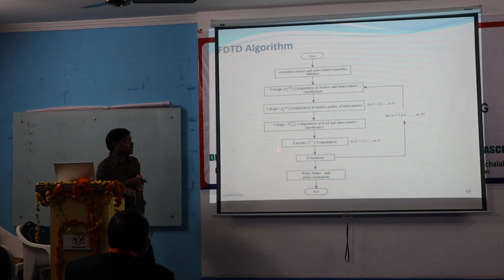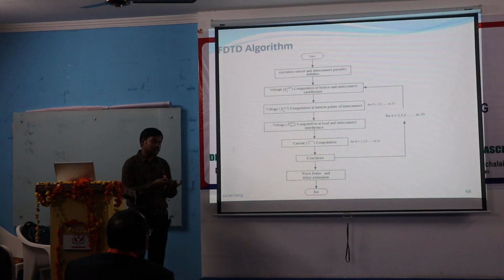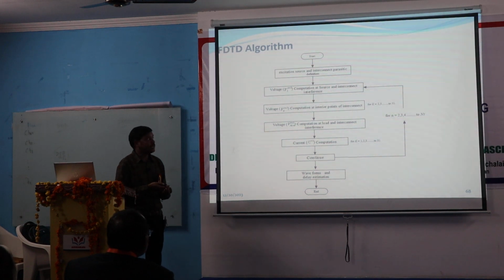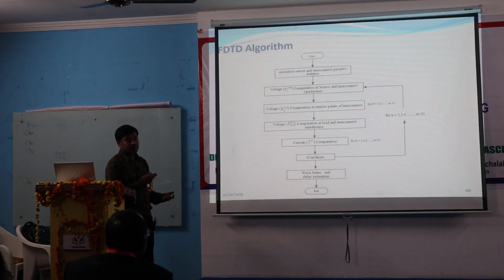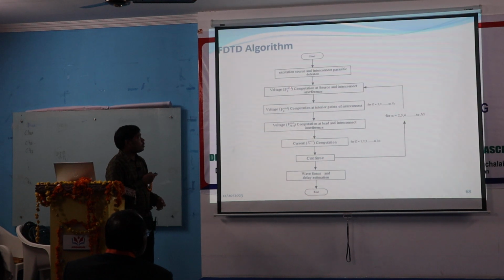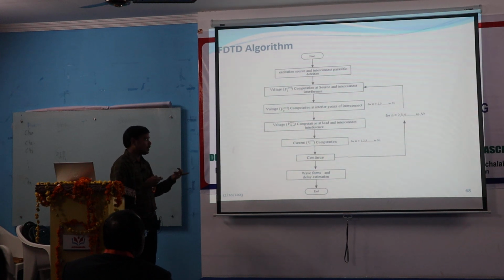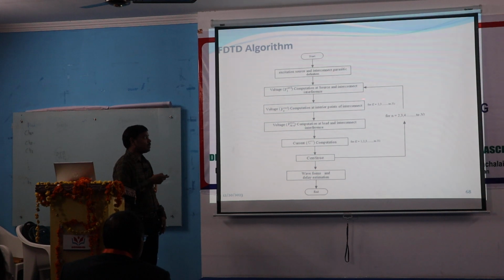You run this code in MATLAB, then you will get the response. The voltage response you will get, the current response you will get. So first you start, excite the source, input source. And you compute the V1, you compute the VK, you compute the VNDZ plus 1, and you compute the currents. And continue the loop.